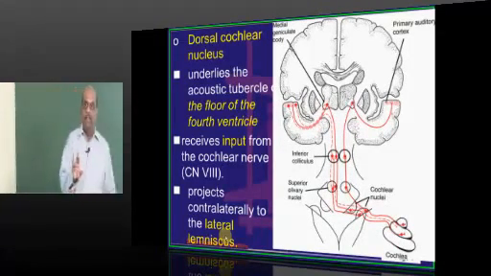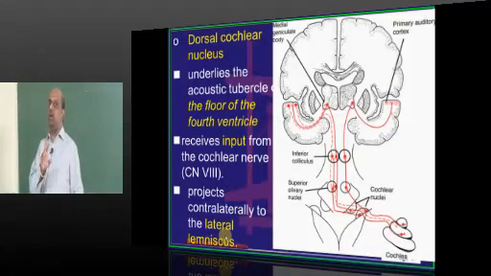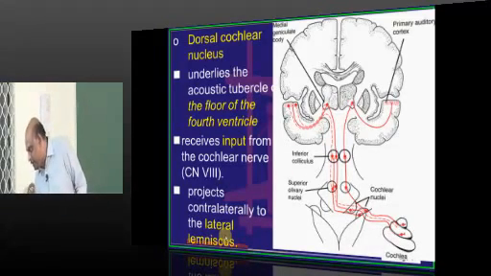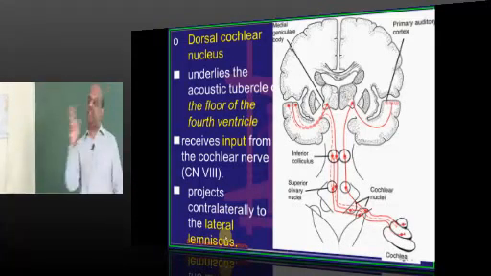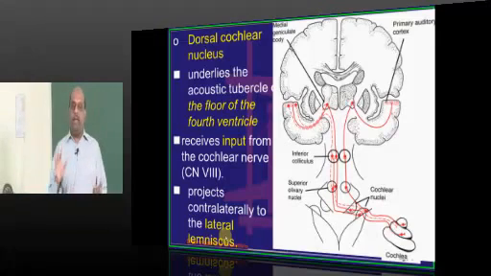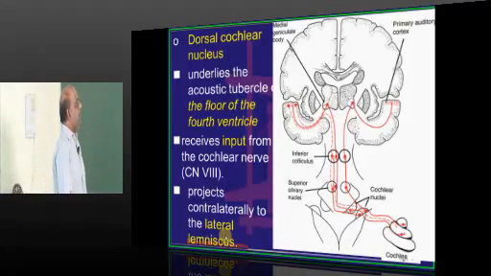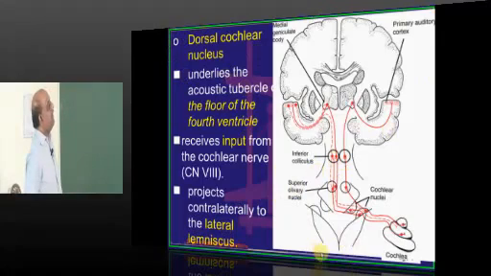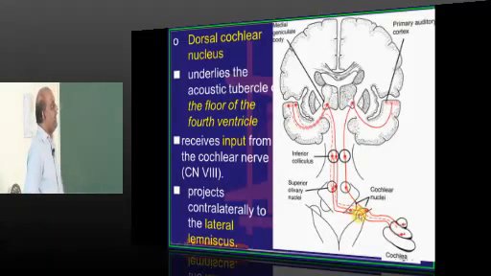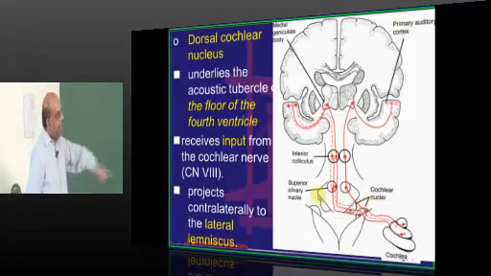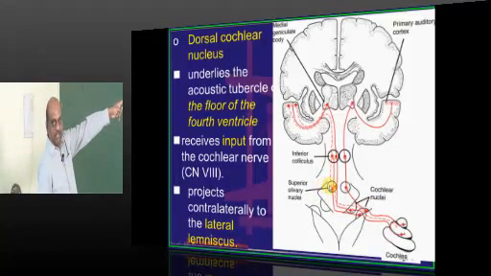Now, there is one small tricky point about cochlear nuclei which you need to be very, very sure about. Dorsal cochlear nucleus versus ventral cochlear nucleus, what is the main difference? Basically, the dorsal cochlear nuclei underlie the floor of the fourth ventricle. They receive the input from the cochlear nerve and they project directly to the contralateral lateral lemniscus. Right?